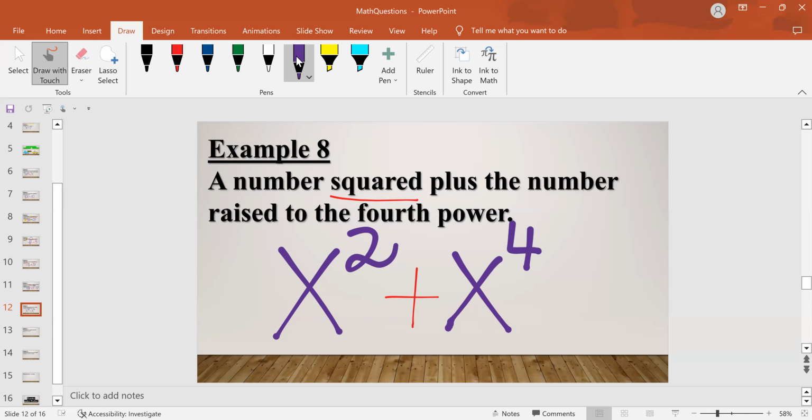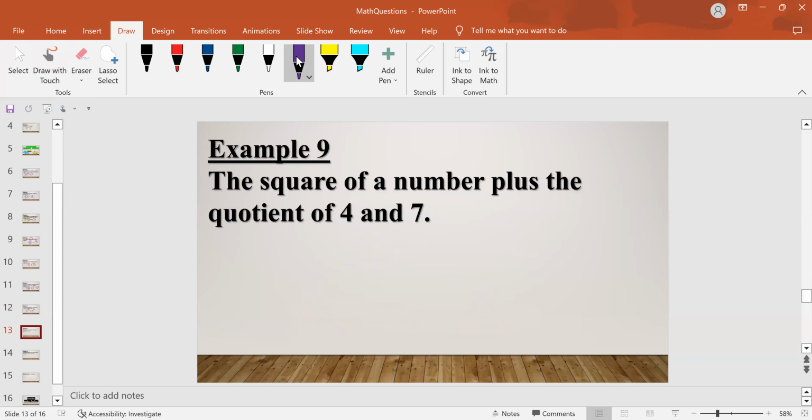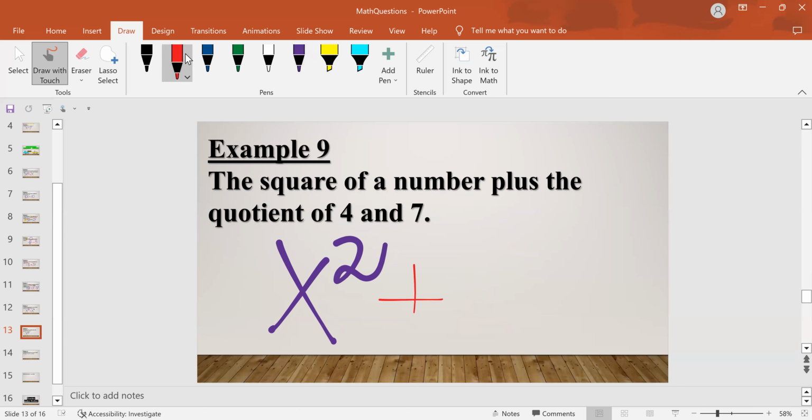Okay. We continue. Example 9. The square of a number. So again, we have the x to the 2nd power plus, which is this, the quotient. Another grouping. The quotient, which is going to be division of what? 4 and 7. So you have x squared plus 4 over 7.